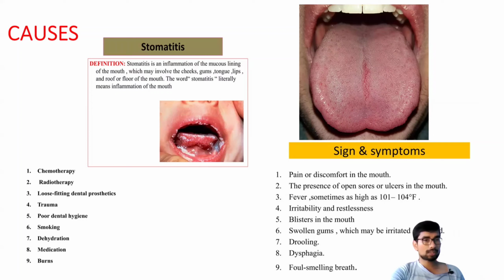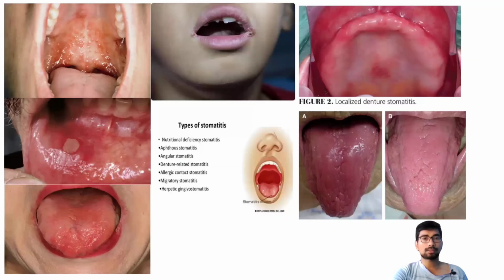So causes include nutritional deficiencies, poor dental hygiene, radiotherapy and chemotherapy, trauma, smoking, trauma from dentures or tooth biting or lip biting, dehydration, medication, and burns. The types include nutritional, angular stomatitis, denture, allergy related, and herpetic gingivostomatitis.